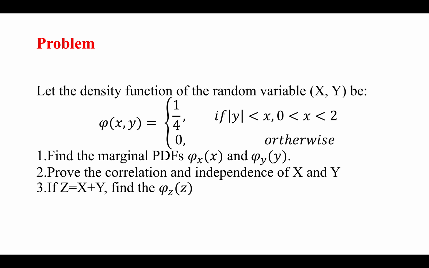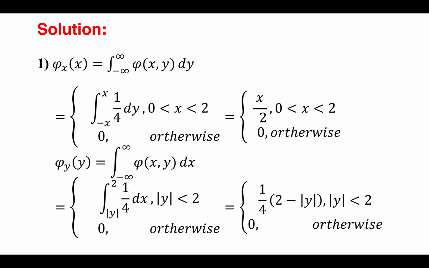Last, I give one example about continuous random variables. Let the density function of the random variables x, y be this equation. First, find the marginal PDF of x and y. Second, prove the correlation and the independence of x and y. Third, if z equals x plus y, find the PDF of z. Below, I give the answer to the questions.